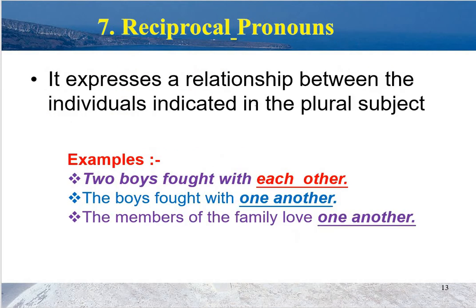Reciprocal pronouns. It expresses a relationship between the individuals indicated in the plural subject. Two boys fought with each other. Reciprocal, if there are two, we use each other. If there are three or more than three, we use one another. The boys fought with one another. The members of the family love one another.